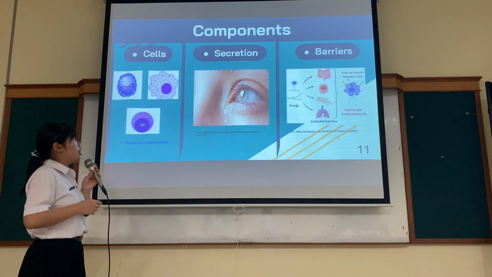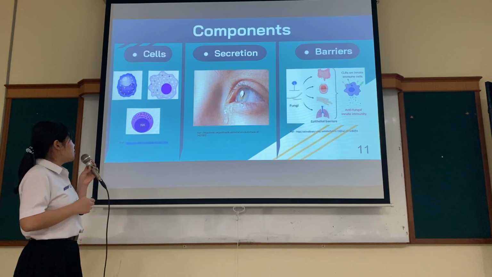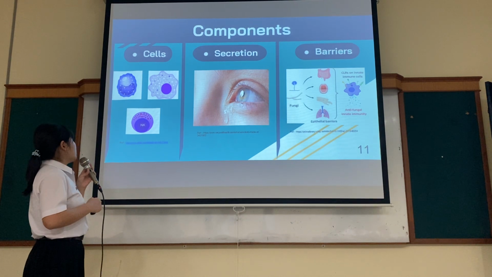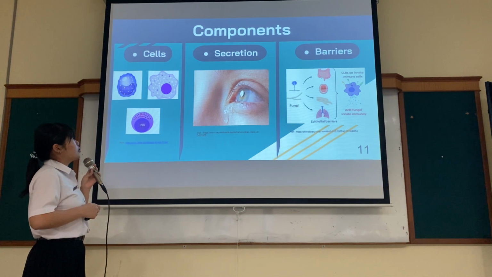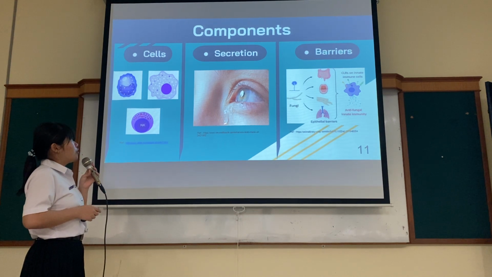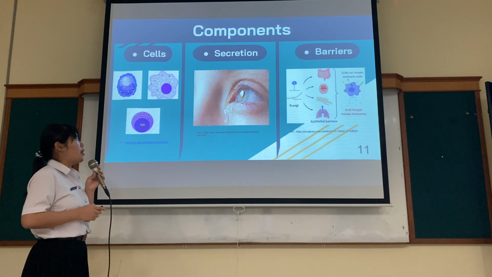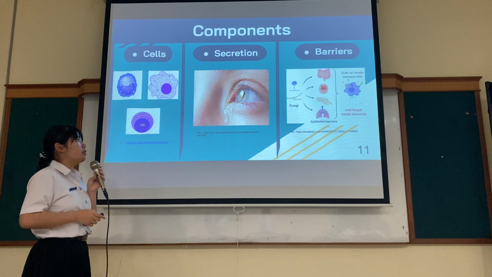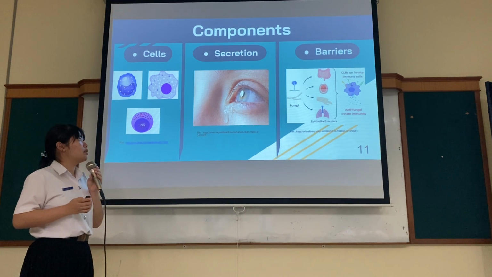And these are innate immunity's components. Here are cells in the innate immune system. They are monocytes, macrophages, natural killer cells, and so on. Chemical secretions such as tears and mucus, and physical barriers such as skin, the epithelial layer of the gastrointestinal tract, and so on.